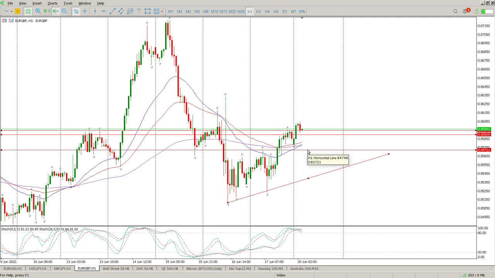If we start dropping below this, then you're looking at this trend line. So the only trade I want to do is looking for a long if we can find support here. I'm a little bit skeptical of the shorts at the moment. So that's just the way I'm going to play this today.